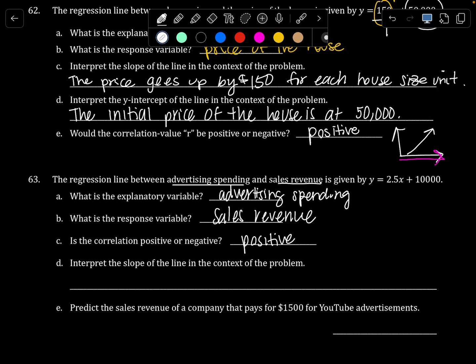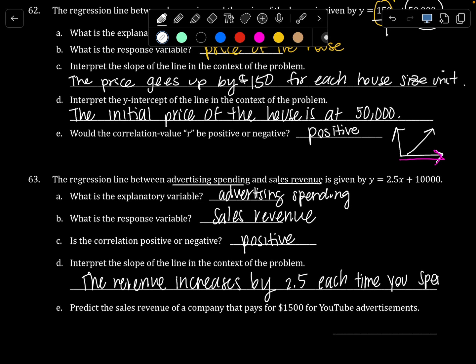Interpret the slope. It looks like the revenue increases by 2.5 each time you spend on an ad. Okay, so the revenue increases by 2.5 each time you spend on an ad.